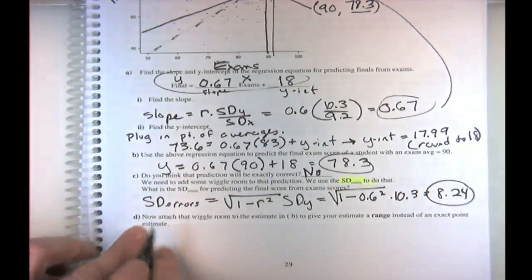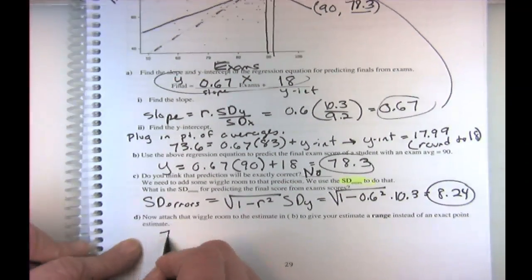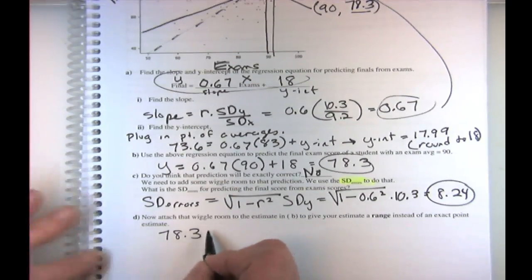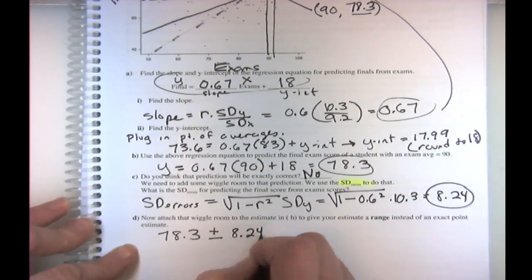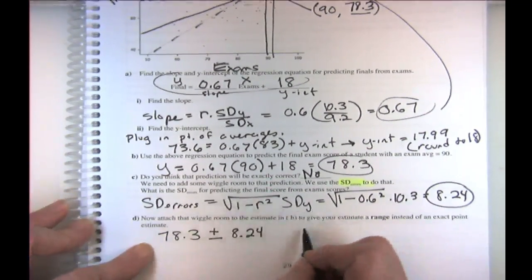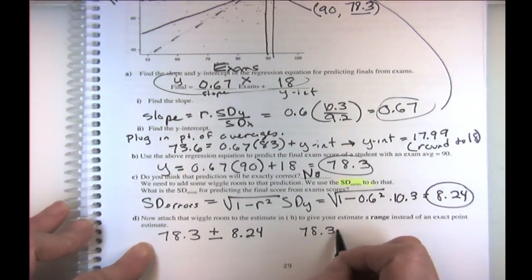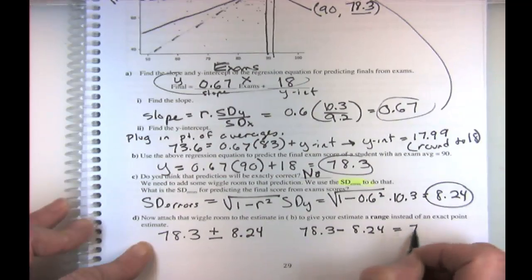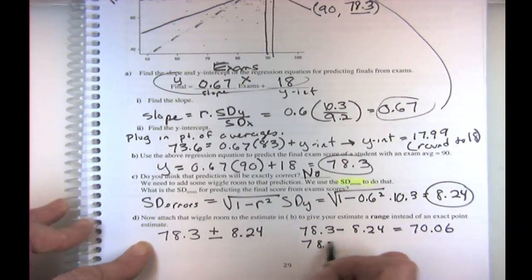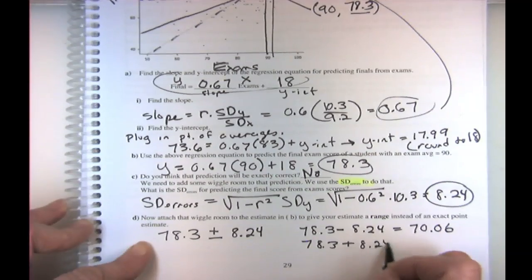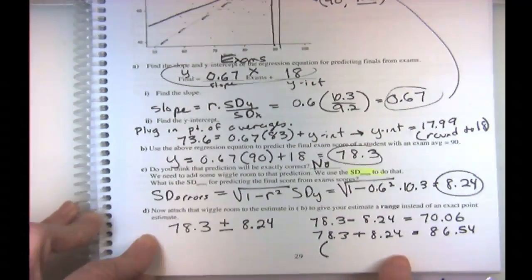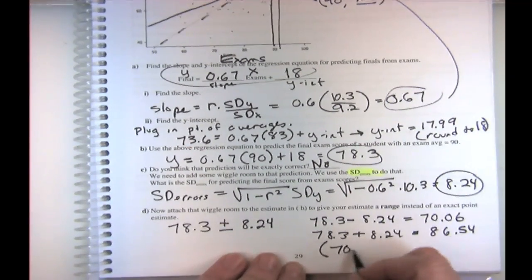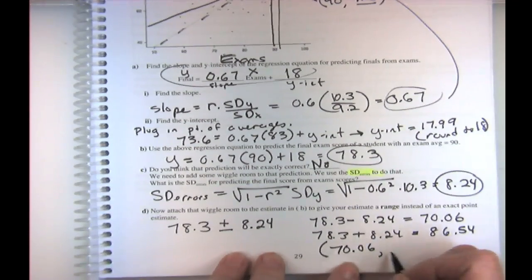So that means, now attach that wiggle room to the estimate. This is our point estimate. We want to give it a range, so we'll say plus or minus that. That's sort of just the way we're going to do this for now. And then we're just going to add and subtract that. So we get 78.3 minus 8.24 is 70.06, and 78.3 plus 8.24 is equal to 86.54. So we can write that as an interval here, and the interval would be 70.06. You put the lower number first and the higher number next.